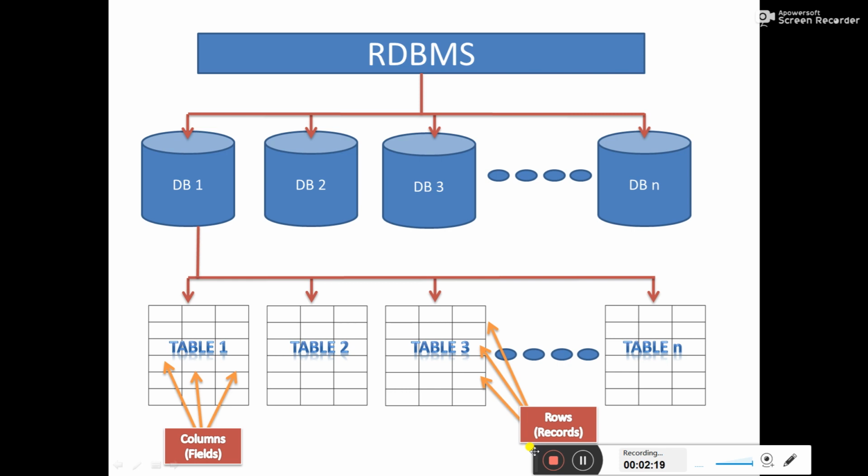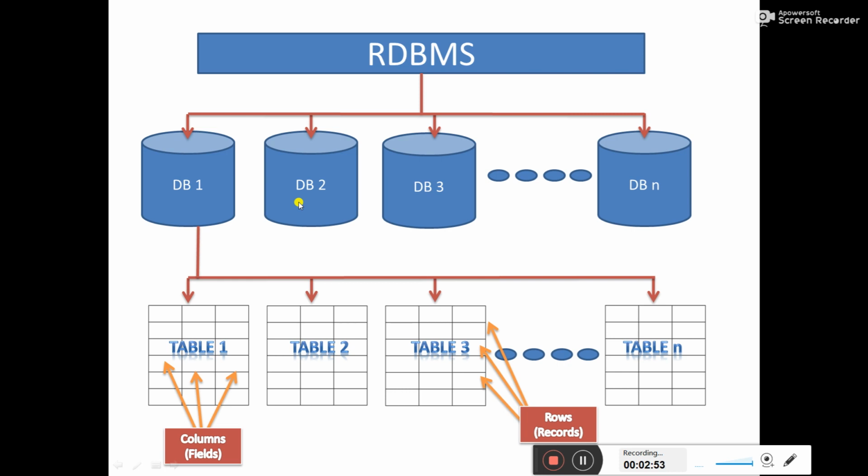Now, in one database, you can create multiple tables, like table 1, table 2, table 3, table n. These are the data tables in one database, and so on. In the second database, DB2, you can create multiple tables, right? In the third database, you can again create multiple tables, and these tables are related with each other, as it is a relational database management system. So in one database, you can store multiple tables which are related to each other.